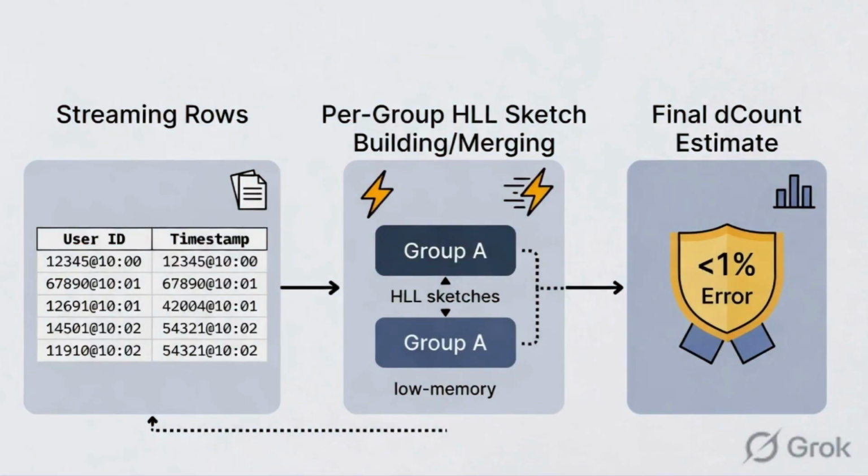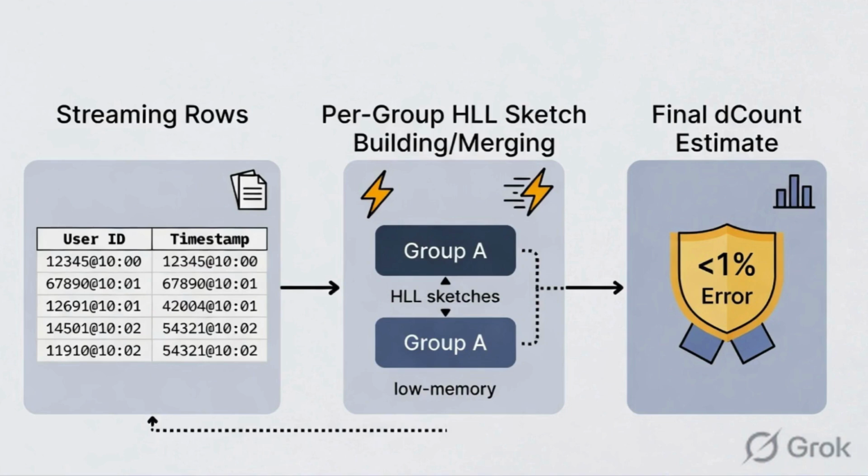Massive scale with tiny memory footprint. Take a look at this streaming flow. It shows exactly how dcount works under the hood in KQL with Hyperloglog. Data comes in as streaming rows on the left. Think live logs or telemetry pouring in continuously. For each group, say per hour, per region, KQL builds and merges a tiny HLL sketch in real time. See the low memory icon? Each sketch is just kilobytes, no matter how many unique values stream through.